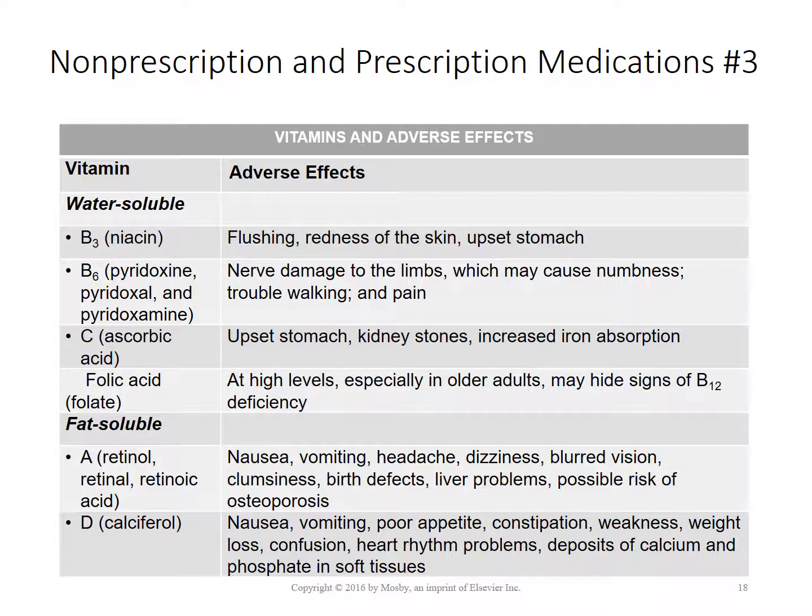The fat-soluble vitamins can actually build up in your person's body. Like I once met a lady who had taken too much vitamin K and her skin turned an orange color, like a carrot.